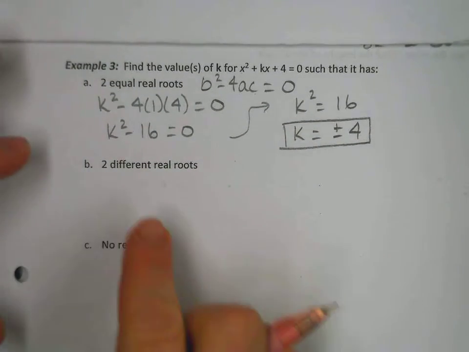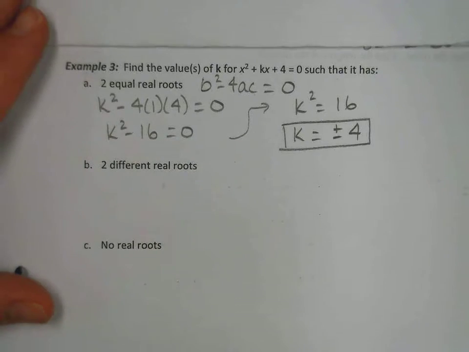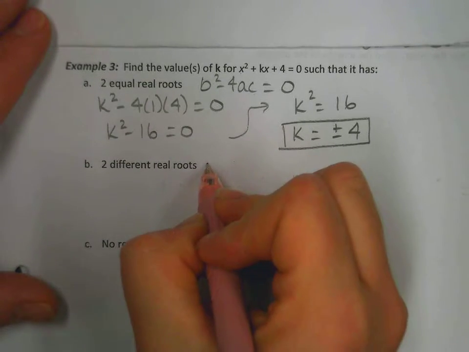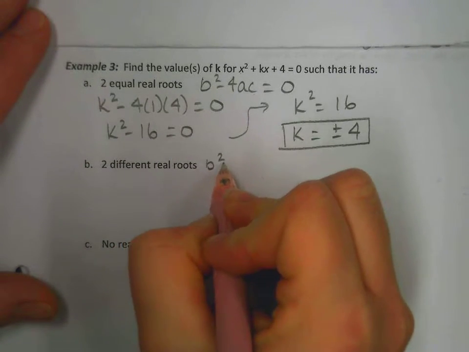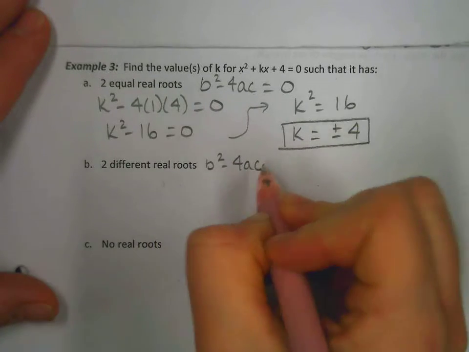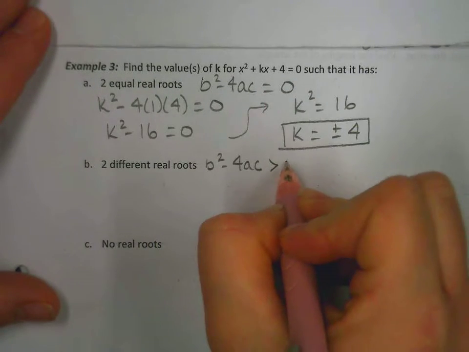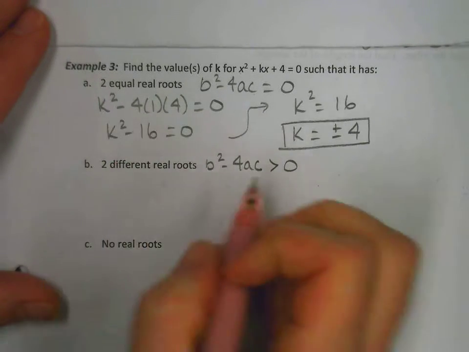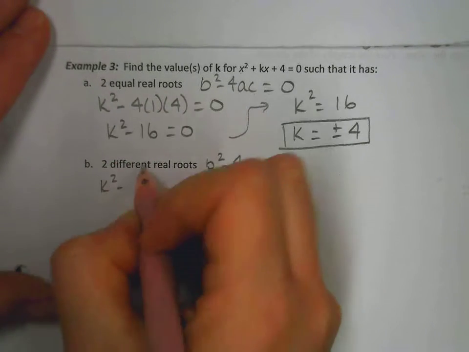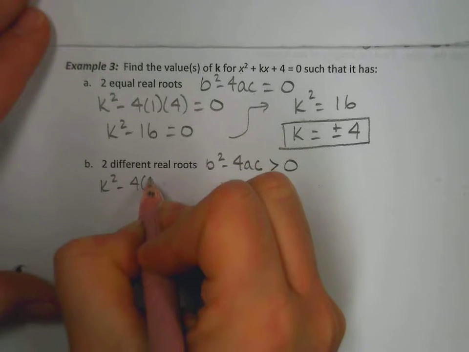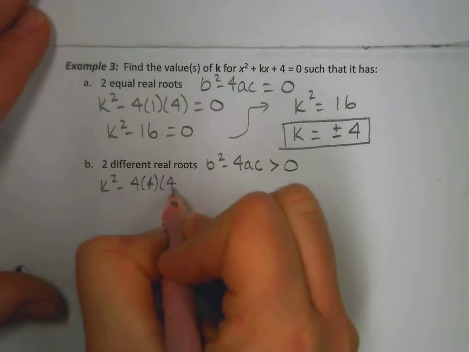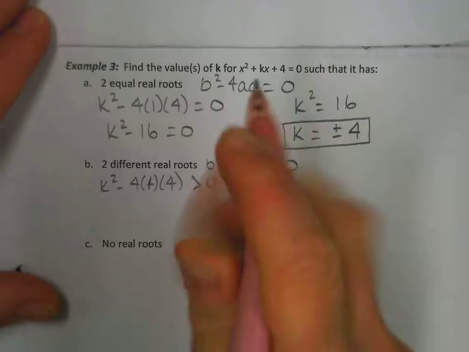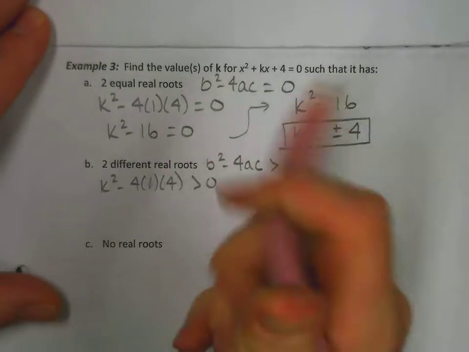All right, what if we wanted it to have two different real roots? Well, similarly, our discriminant is no longer going to be equal to 0, but it has to be greater than 0. It has to be a positive number. So I'm going to substitute these same values in, and I'm going to get the same expression, which is k squared minus 16.